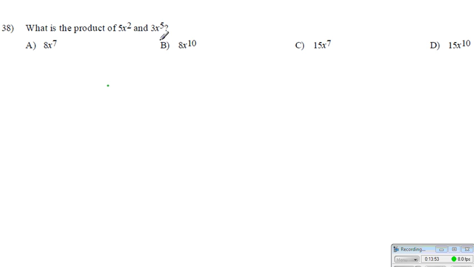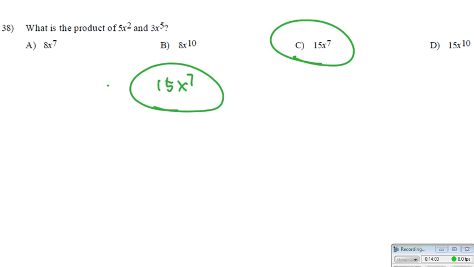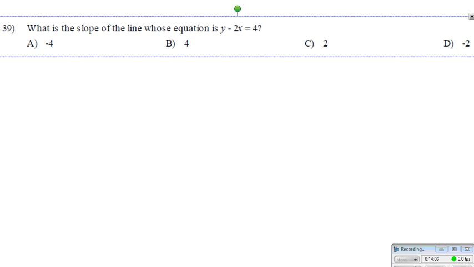Number 38. Product of these two. 5 times 3 becomes 15. And x squared times x to the 5th becomes x to the 7th. And then therefore the answer will be choice number C.